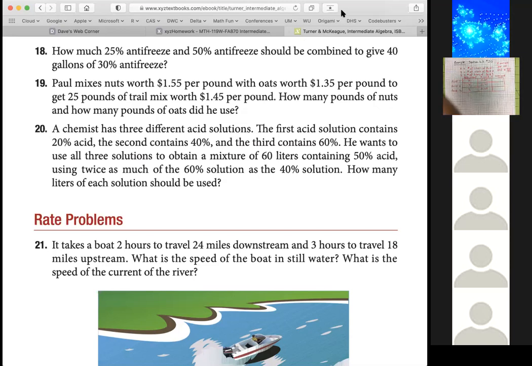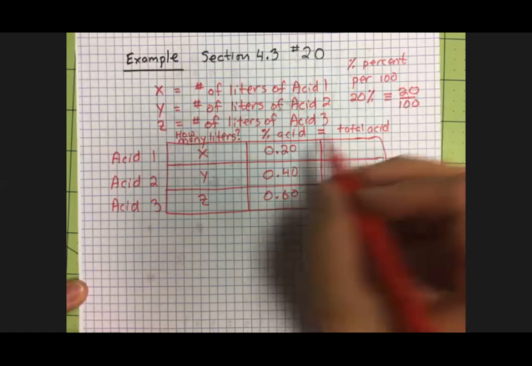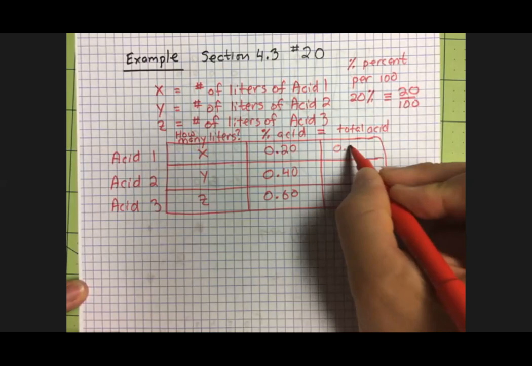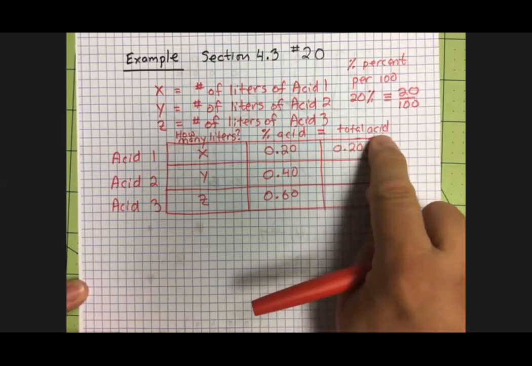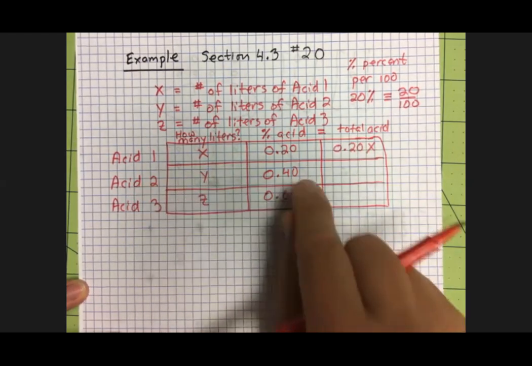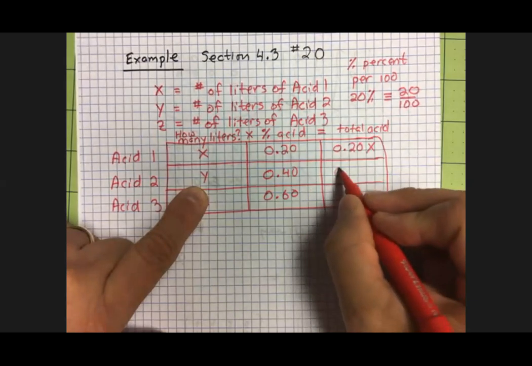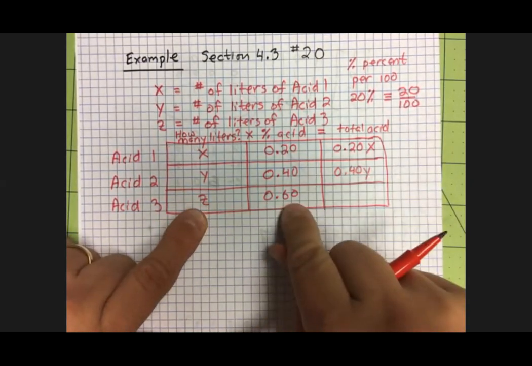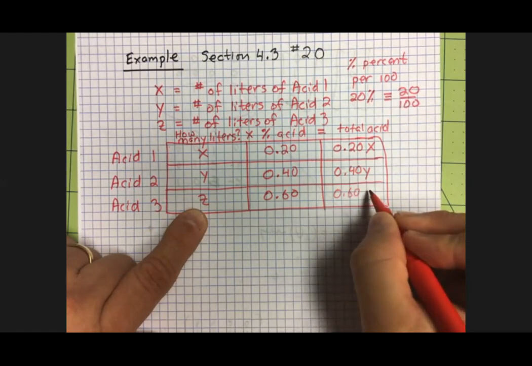So I'll go back to my paper. And now I know how much acid came from acid 1, 0.20x. How much total acid came from acid 2? Multiply these, 0.40y. How much total acid came from acid 3? Multiply these, 0.60z.